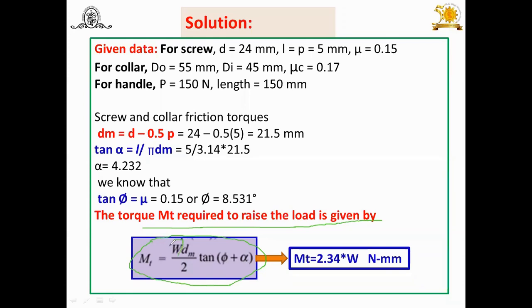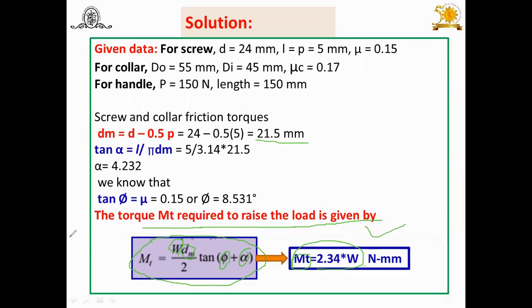What is W? We don't know, that we have to find. What is Mt? That we also have to find out. Dm is the mean diameter that we have determined, and phi and alpha we have also calculated. You can substitute all these values. You will get Mt is equal to 2.34 W. That means the torque required to raise the load in terms of W.